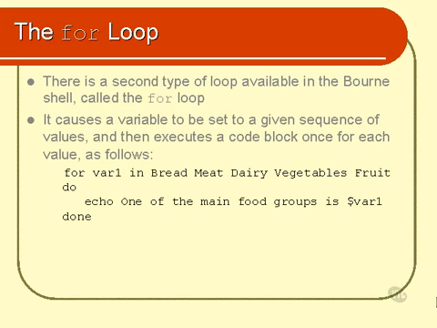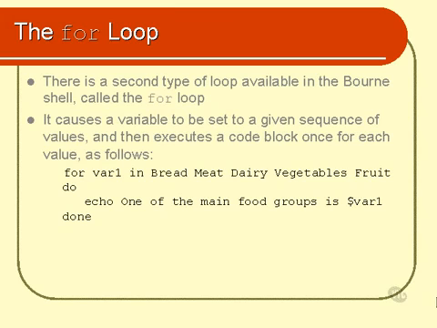And then you've got the do and done, which surround the code block. The code block can of course be as many lines of code as you like. And then you can echo out one of the main food groups is, in this case, var1, which the first time through the loop would be bread, second time through it would be meat, and then dairy, and it would go through the loop exactly 5 times, and the 5th one would be fruit, and then it would finish. So it's actually a pretty simple construct. Notice the use of the word in there.